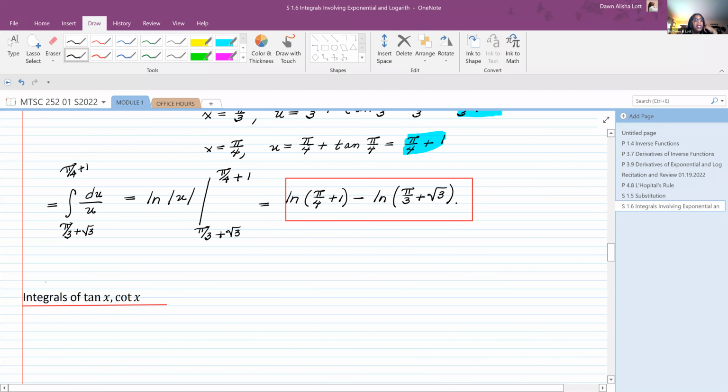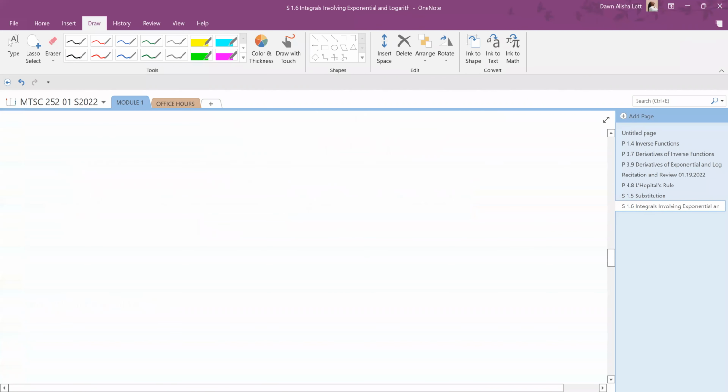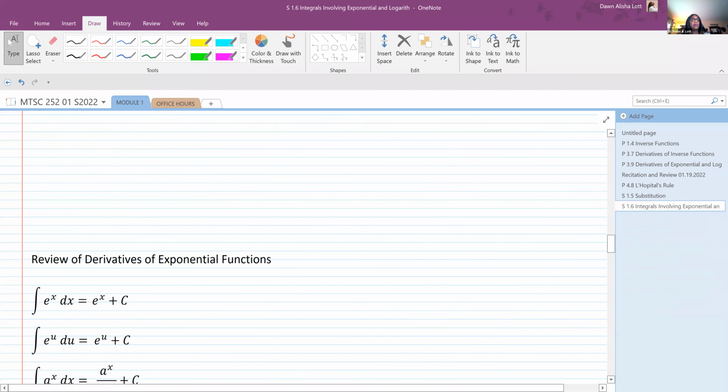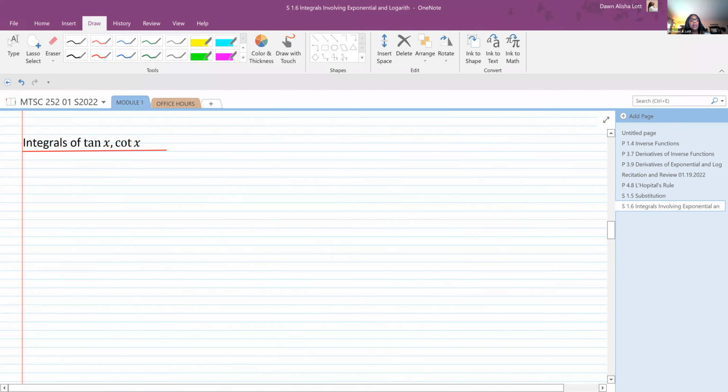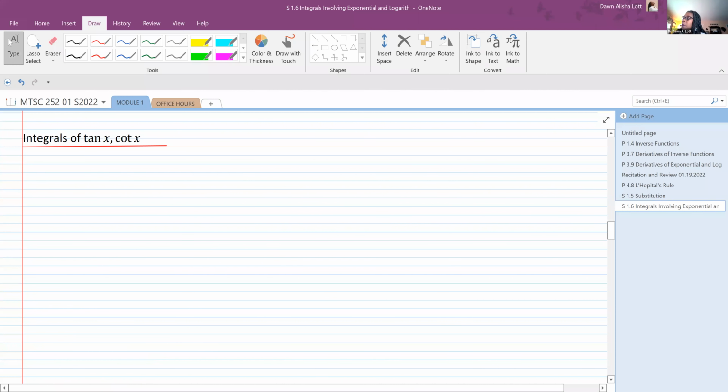So you see integrals of tangent x, cotangent x? Yes, ma'am. All righty, let's do that thing. All right, so let's do those integrals. All right, so these are not difficult because we're going to use the fact that the tangent of x is the sine of x over the cosine of x, and the cotangent of x is the cosine of x over the sine of x.